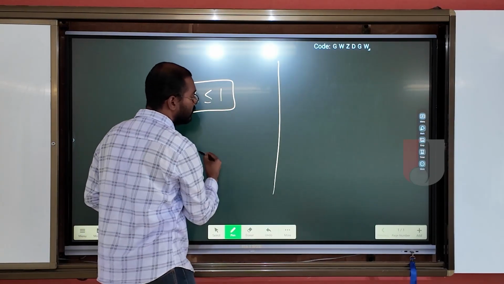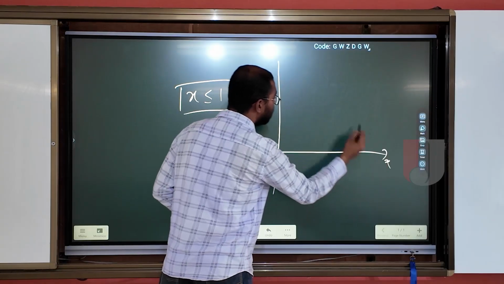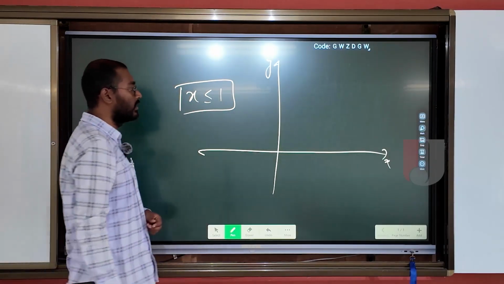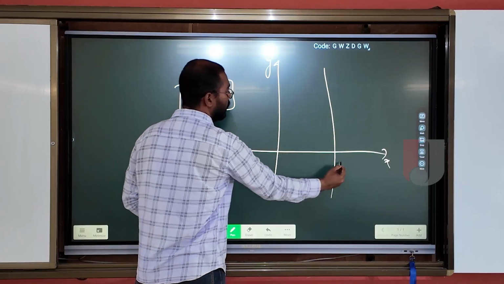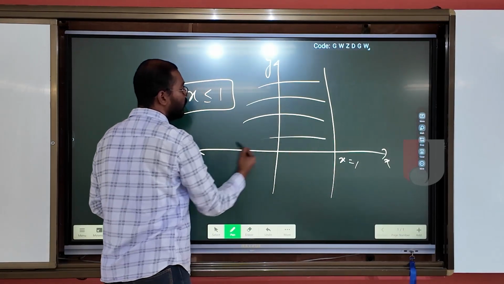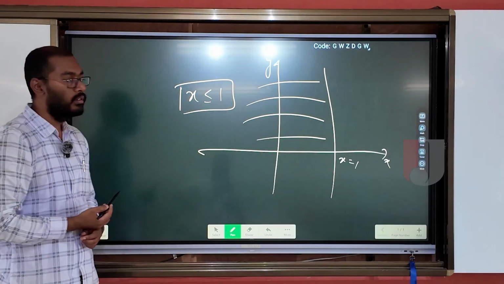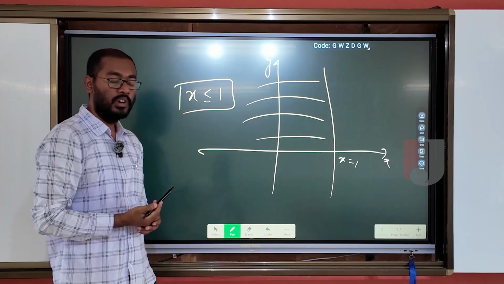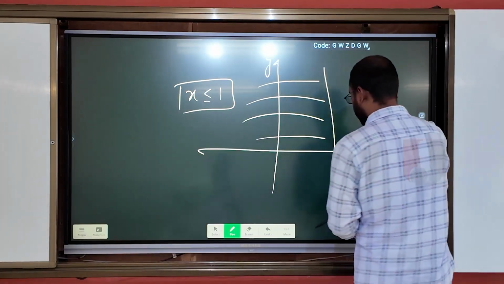Now you can see that, suppose this is the x axis and this is the y axis. Now we have to find out the area inside that curve. So that is the x equal to 1 line and x is less than 1, so that zone. But you can see that it's an unbounded zone. So for an unbounded zone, we cannot compute the area. So for this purpose, we should not assume that thing.